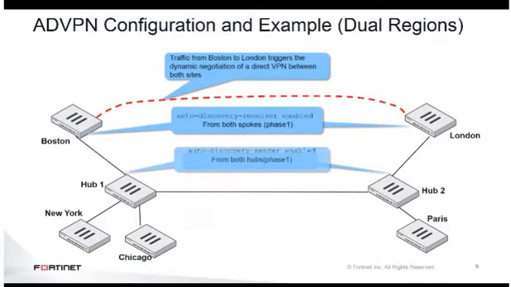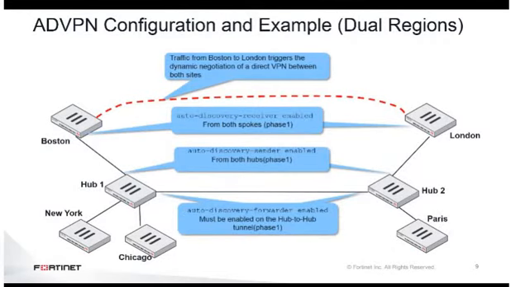This slide shows an example of how ADVPN works. An administrator configures IPsec VPNs in multiple FortiGate devices to form VPN hub-and-spoke topologies. In this example, there are two hubs. Hub 1 has 3 spokes. Hub 2 has 2 spokes. There is also a VPN connecting both hubs. The dynamic tunnels between spokes are created on demand. Say that a user in Boston sends traffic to London. Initially, the direct tunnel between Boston and London has not been negotiated. So the first packets from Boston to London are routed through Hub 1 and Hub 2.